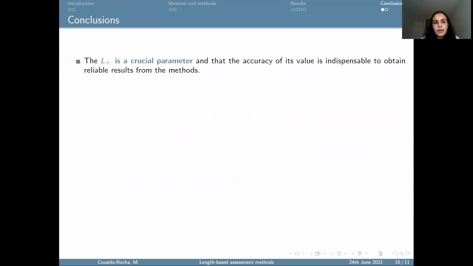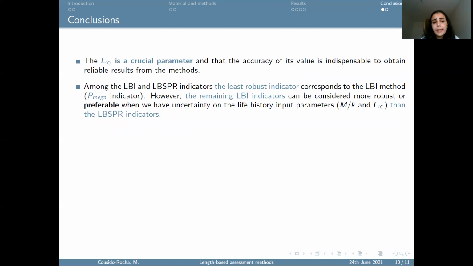Final conclusions. The first one is that the accuracy of the value of the L infinity parameter is very, very important to obtain reliable results using LBI and LBSPR methods. Among the LBI and LBSPR indicators, the least robust indicator corresponds to the LBI method, the proportion of megaspawners. However, the remaining LBI indicators can be a better option than the LBSPR indicators, in particular when the value of L infinity is uncertain.